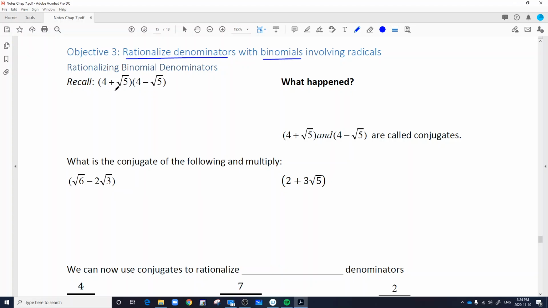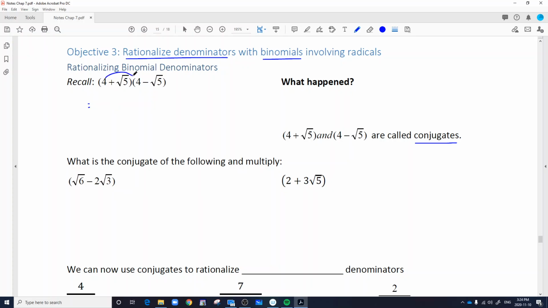multiply two complement or conjugate brackets together. So this textbook calls these conjugates, where they're the identical brackets, but one has a plus and one has a minus. Other textbooks will call these complements of each other, but in reality, what I want you to notice is that when you multiply two identical brackets together, where one has a plus and one has a minus, something happens.